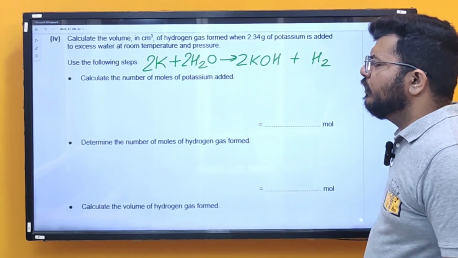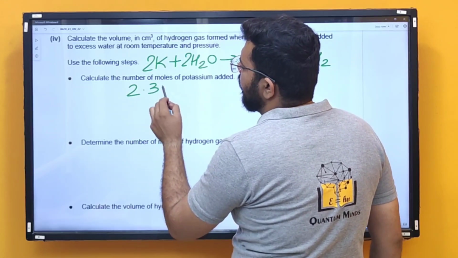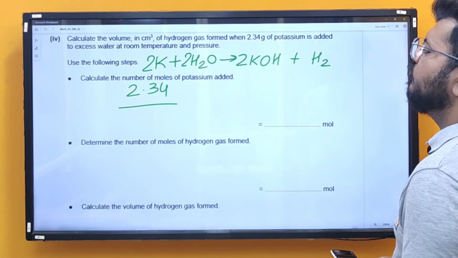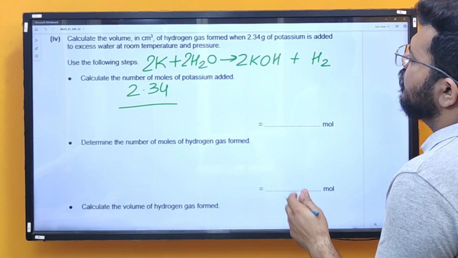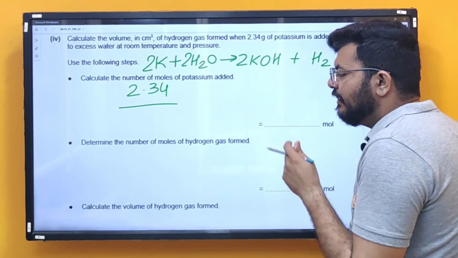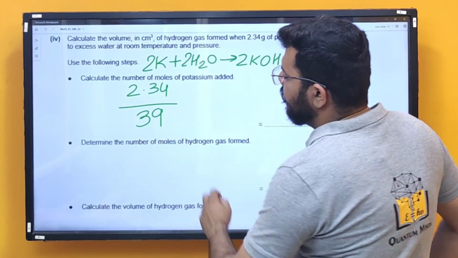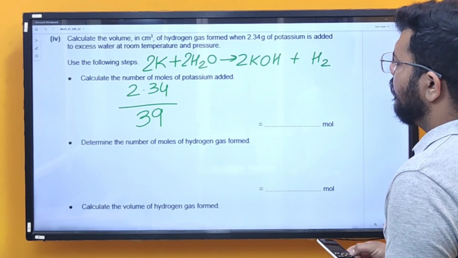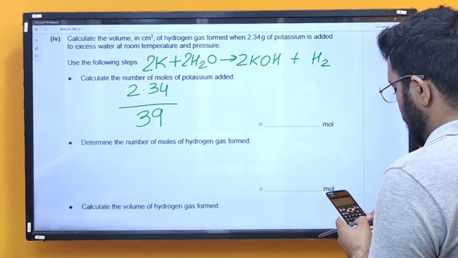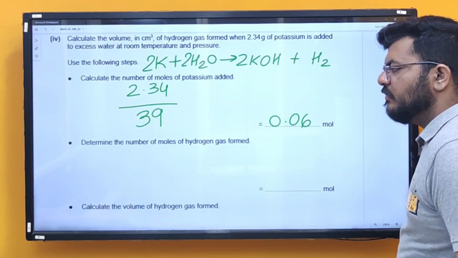Calculate the number of moles of potassium added. Now they are saying 2.34 gram of potassium is added, right? So to find the number of moles of potassium, I need to divide this by the relative mass of potassium, which is 39. So I divide 2.34 by 39 to get 0.06 moles of potassium has reacted.